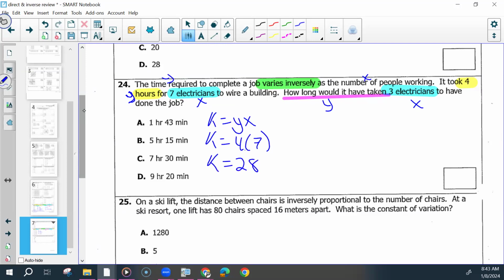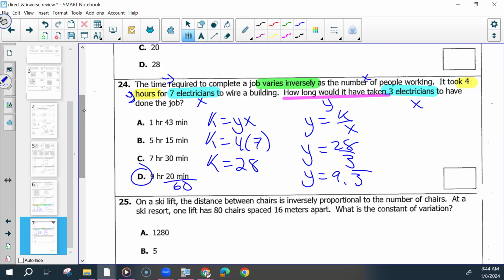And then we're going to use our inverse variation equation, y equals k over x. To solve for y, we don't know y, so that stays. We know k is 28 and x is 3. Divide that, tell me what you get. 9.3 repeating. So there's only one answer with 9, so that would be B. But if you wanted to find the minutes to match it with the decimal, take this, divide it by 60, and you get that 0.3 repeating.